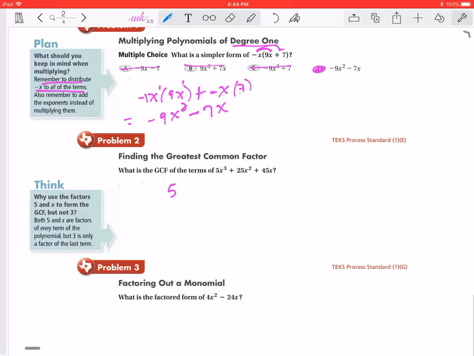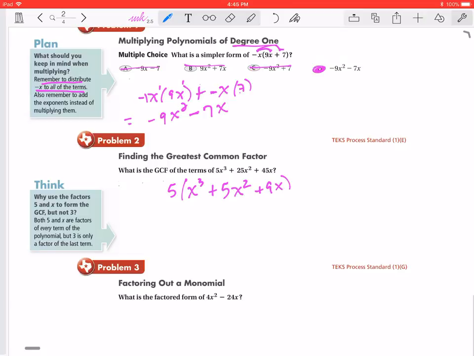All right, so if I pull out a 5 from each of these terms, I can say 5 times, so that's going to give me x to the third, plus 25 divided by 5 will give me 5x squared, plus 45 divided by 5 will give us 9. So I'm going to be plus 9x. All right. So I've pulled out a 5, I've used the greatest common factor of this.